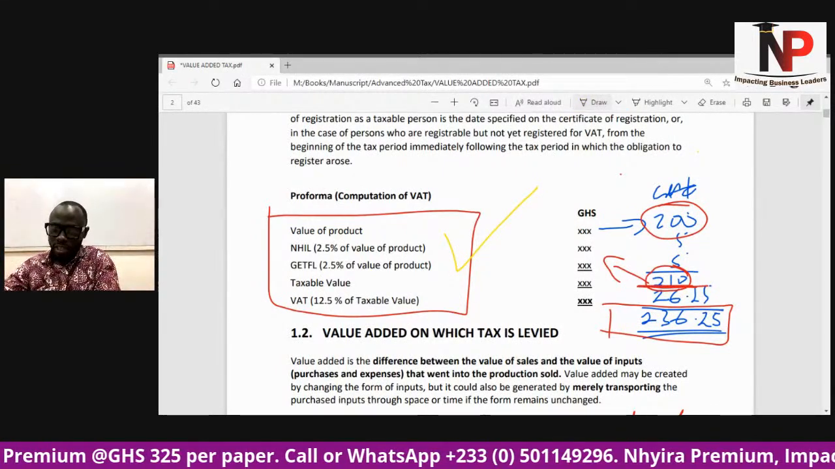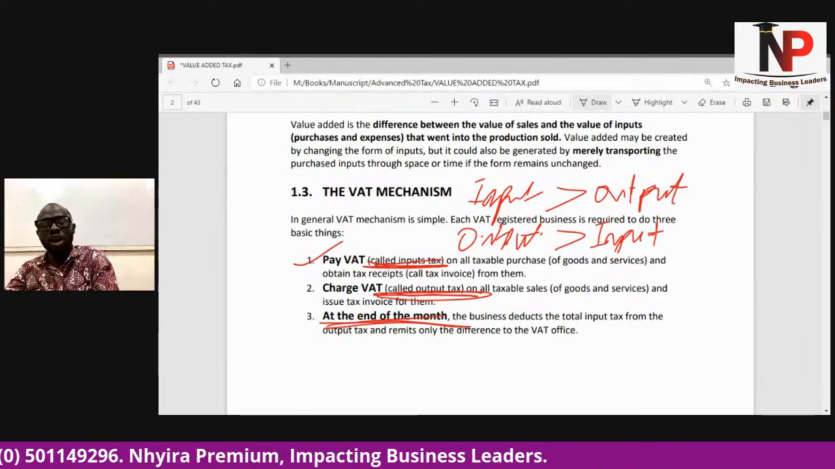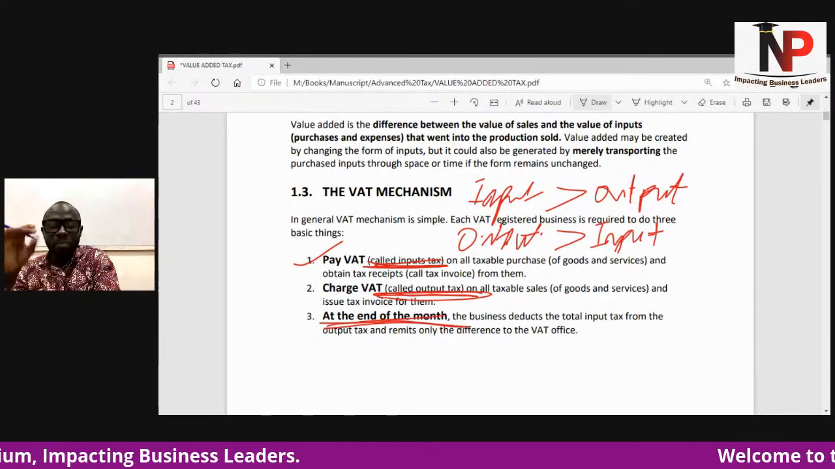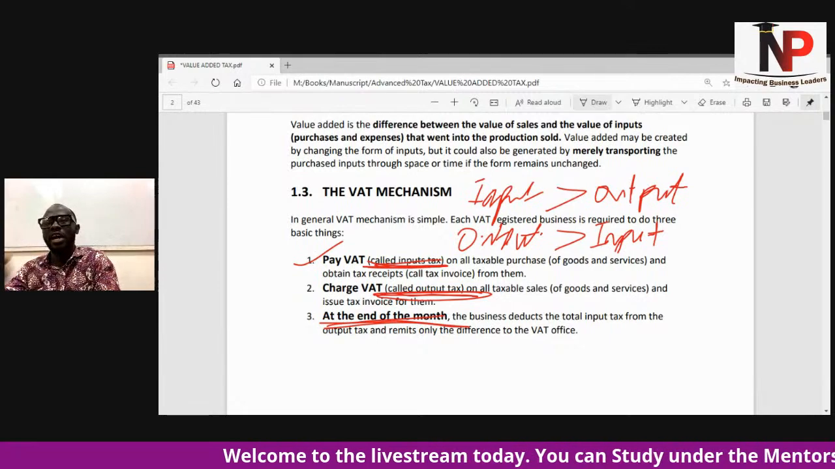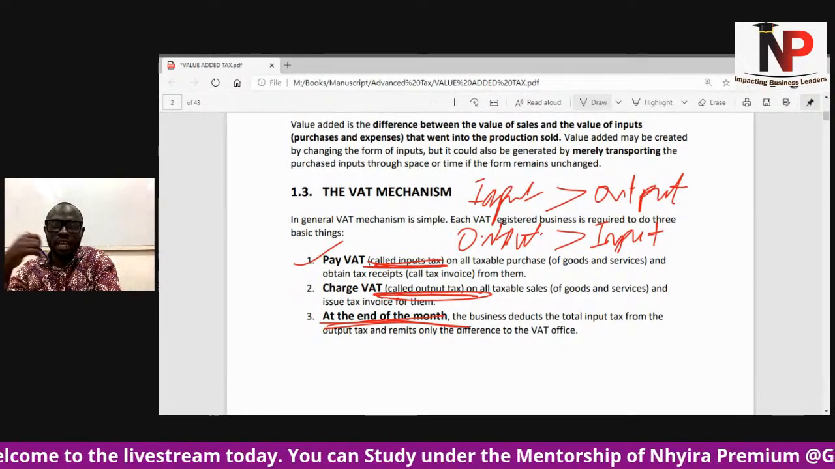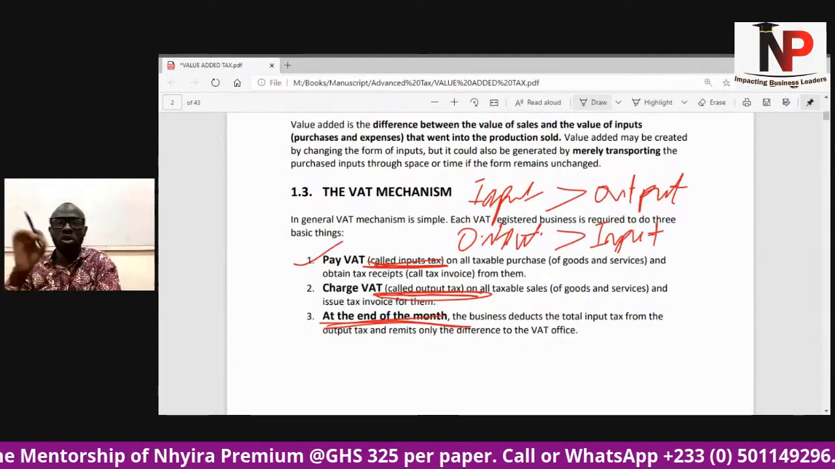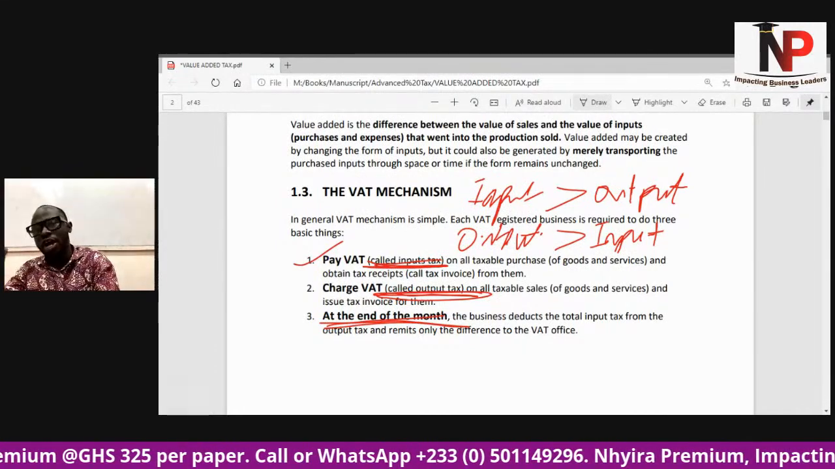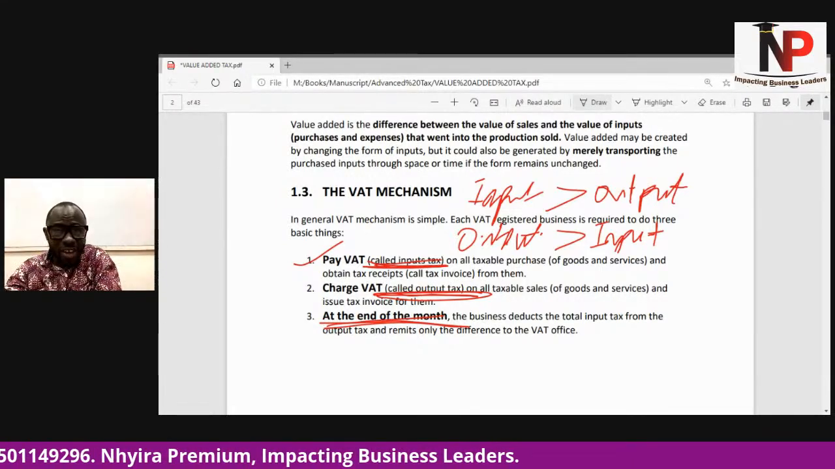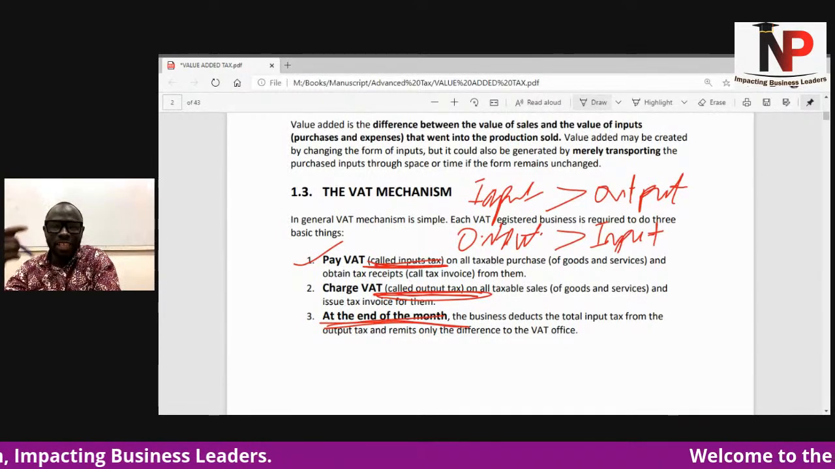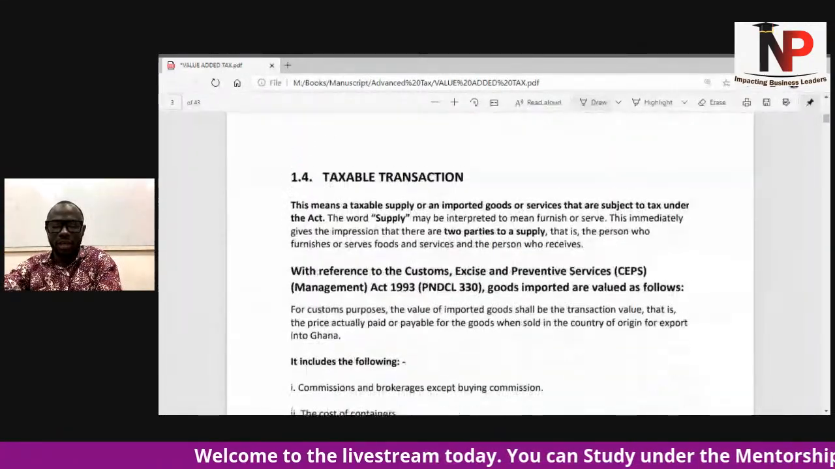So we spoke about this and talked about how we do all of those workings, and we spoke about the mechanisms of VAT, that for every VAT registered business, they pay VAT, that is input VAT, and then they charge VAT, that is output VAT. Then at the end of the year, they are going to be filing their returns, and then they will be able to remit the difference to the Ghana Revenue Authority if they charge more than they paid. And then if they paid more than they charged, then the difference would have to be reimbursed by the tax authority. But definitely the tax authority is not going to be giving you anything. So what is going to be happening is that we are going to be carrying it forward to the next month in that case.